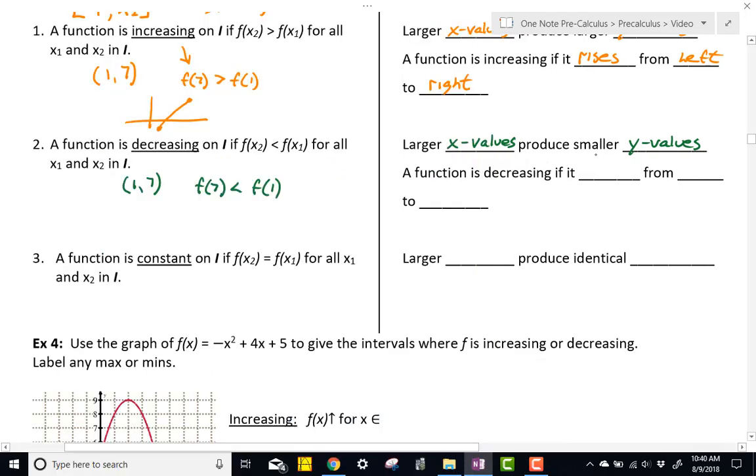So a function is decreasing if it drops from left to right. Okay?